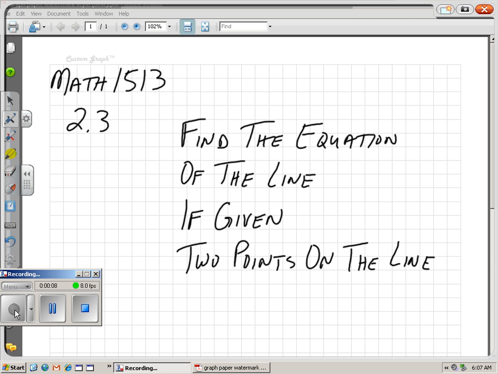We're going to find the equation of the line if I give you 2 points on the line. So I'm not going to give you the slope, and I'm not going to give you the y-intercept, but I am going to give you 2 points that are on the line, and I want you to figure out how to write the equation in slope-intercept form.